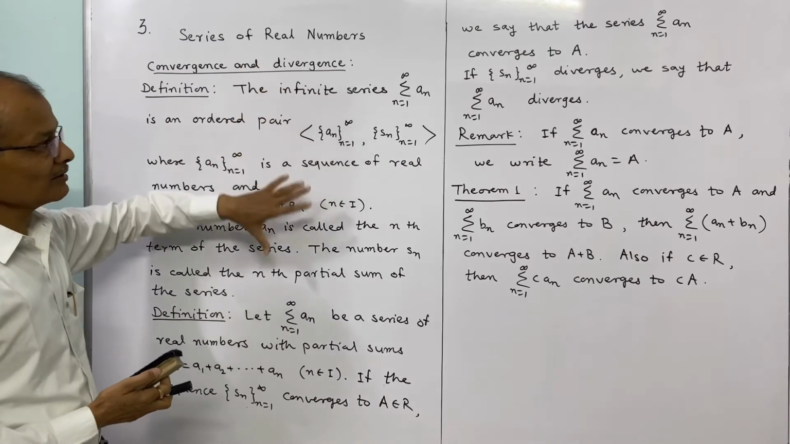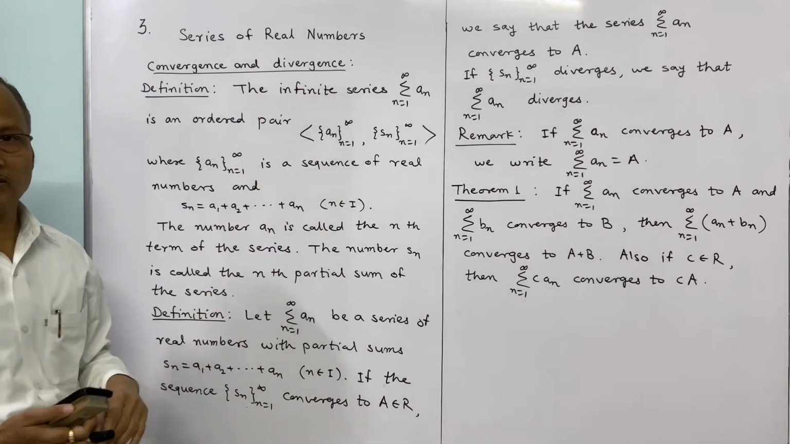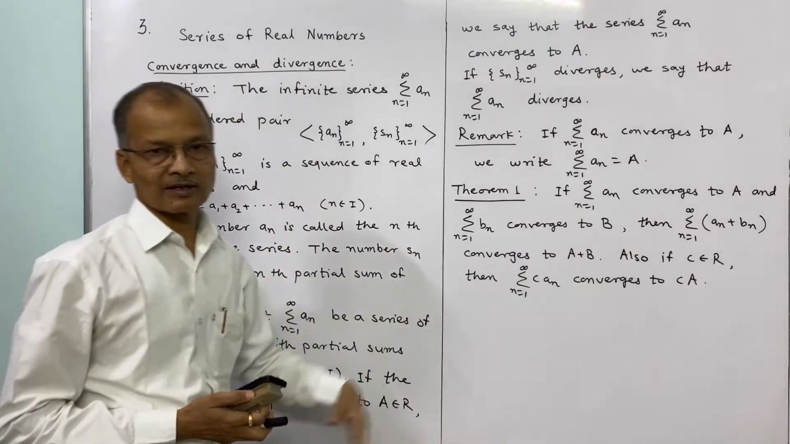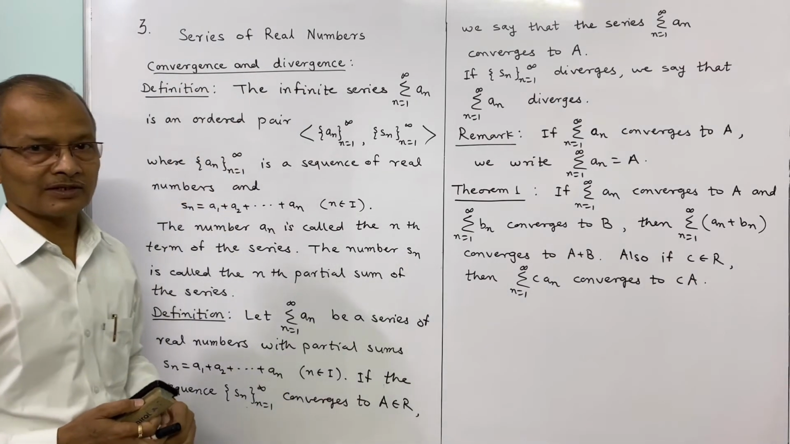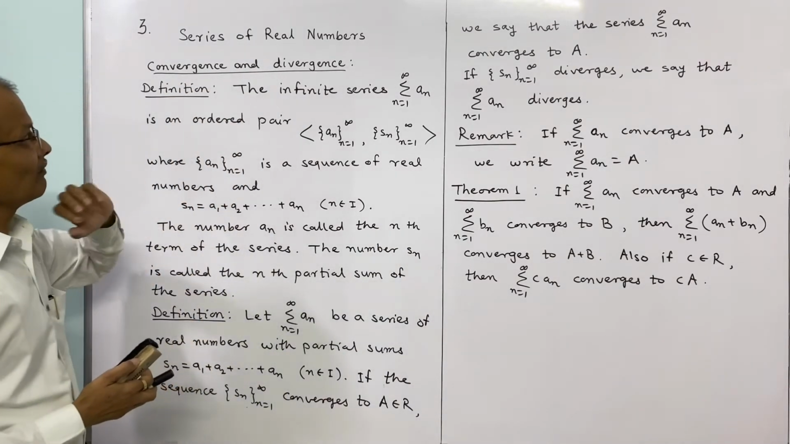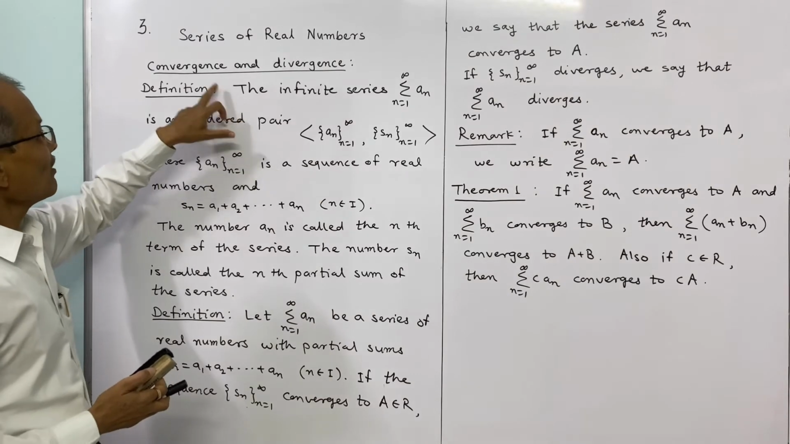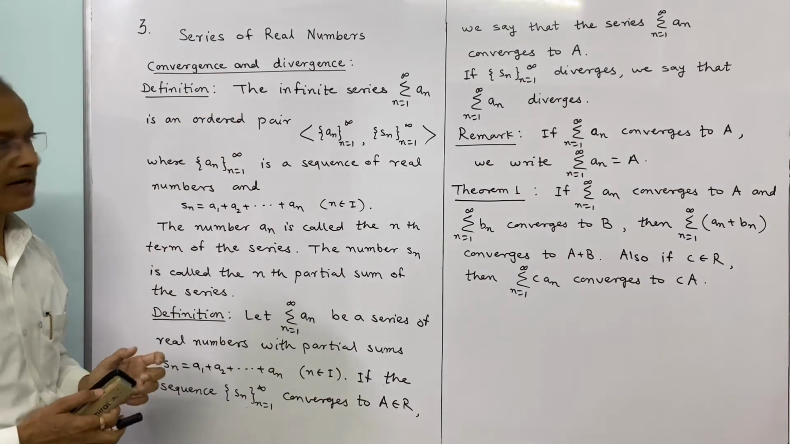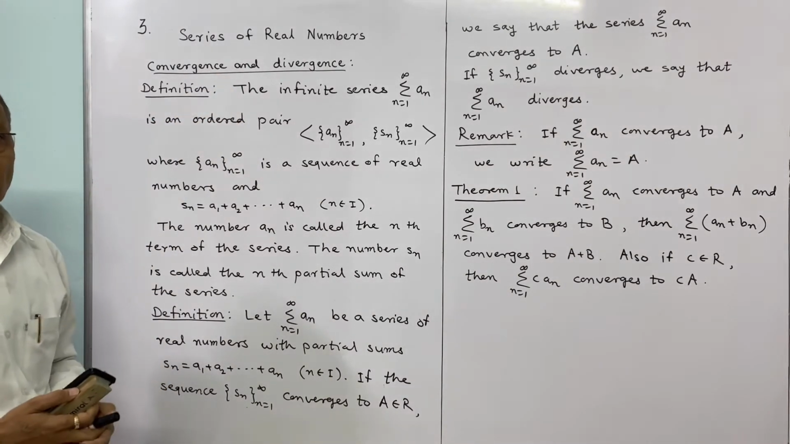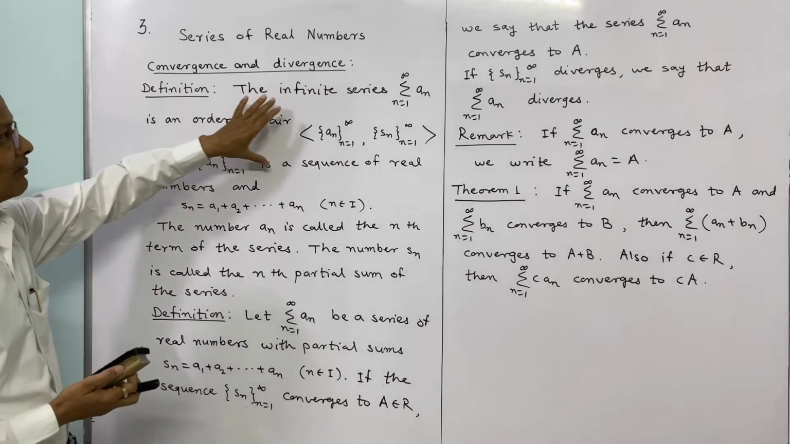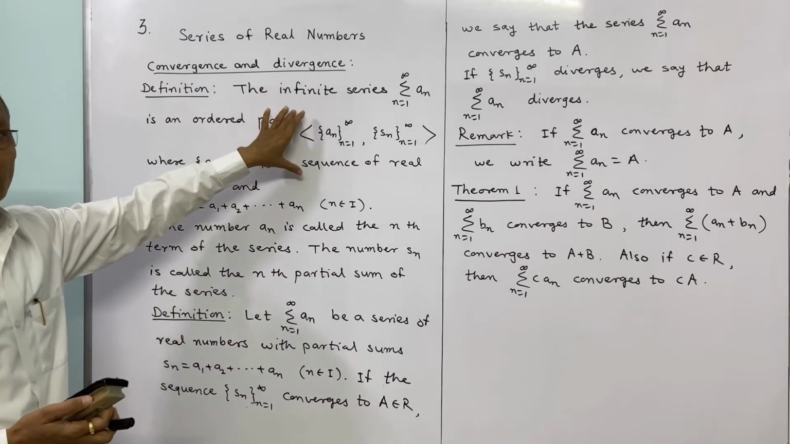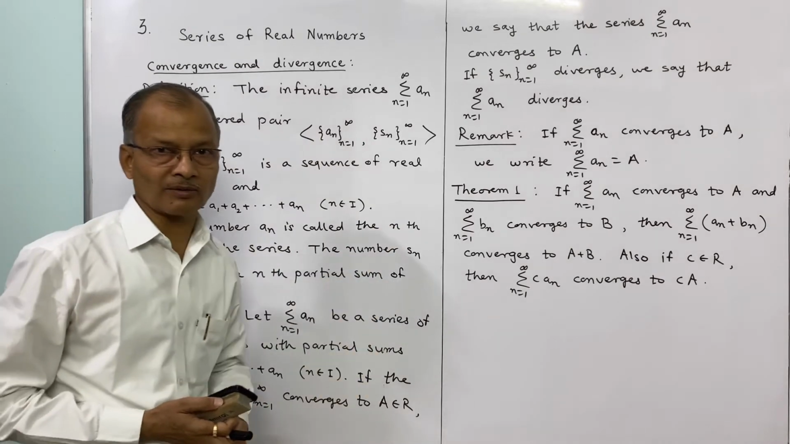So I have written some preliminary definitions here and one first result, and now we shall see what is the meaning of the definitions. So the first article is convergence and divergence of series of real numbers. First we define what is infinite series. Here we have to study infinite series of real numbers.